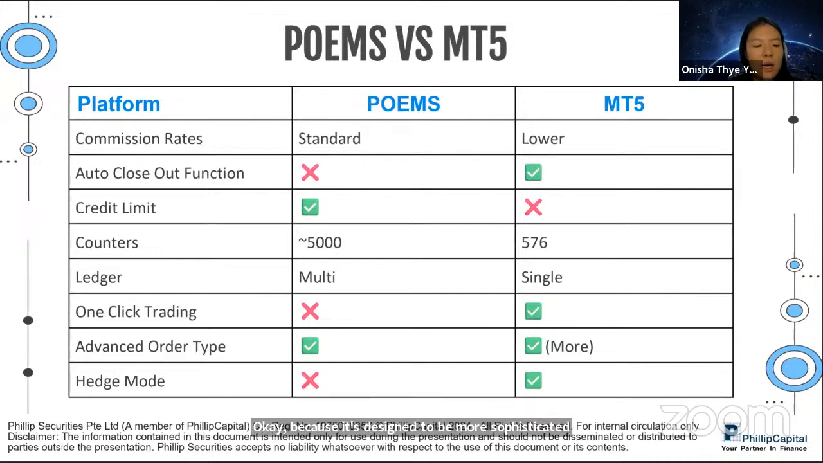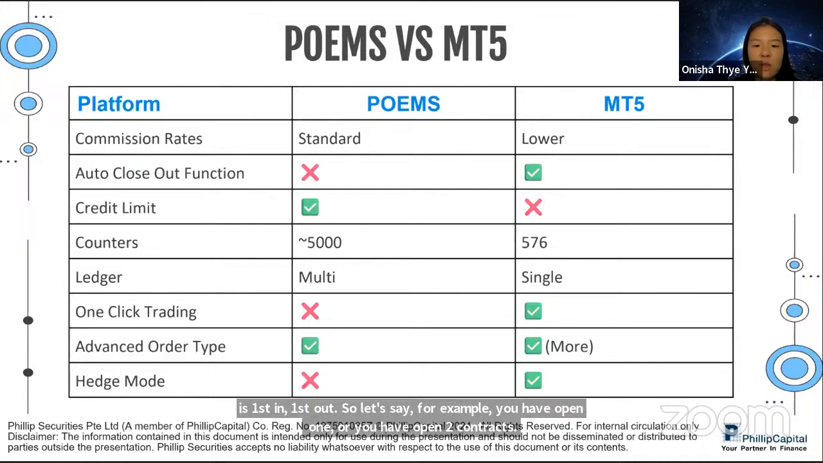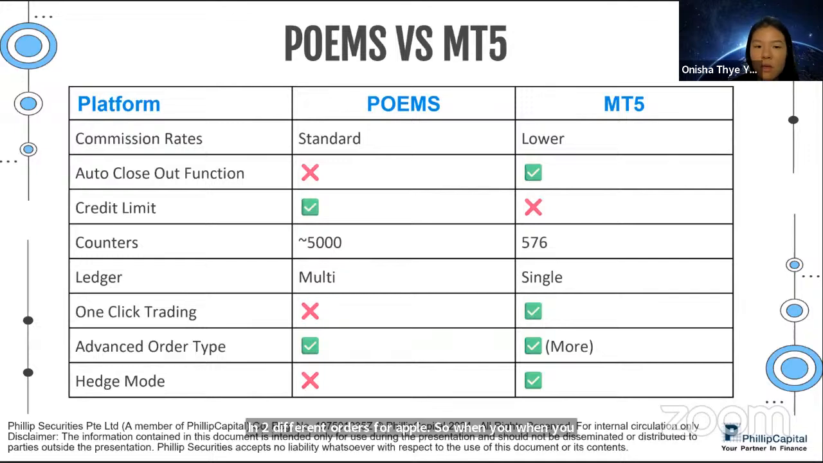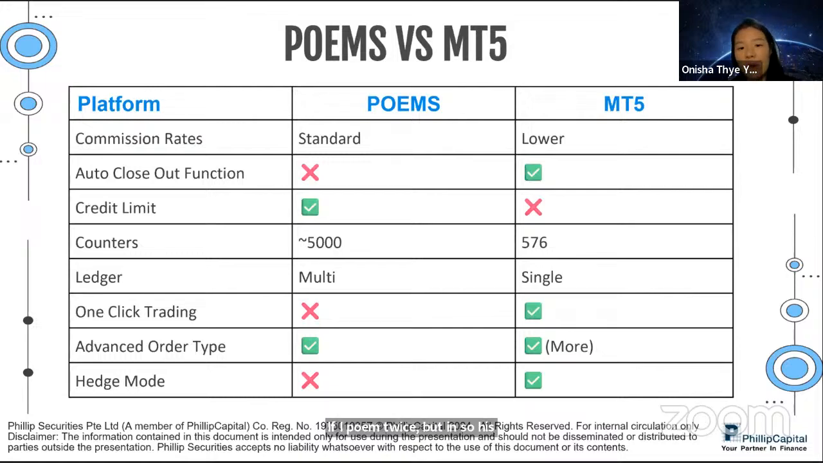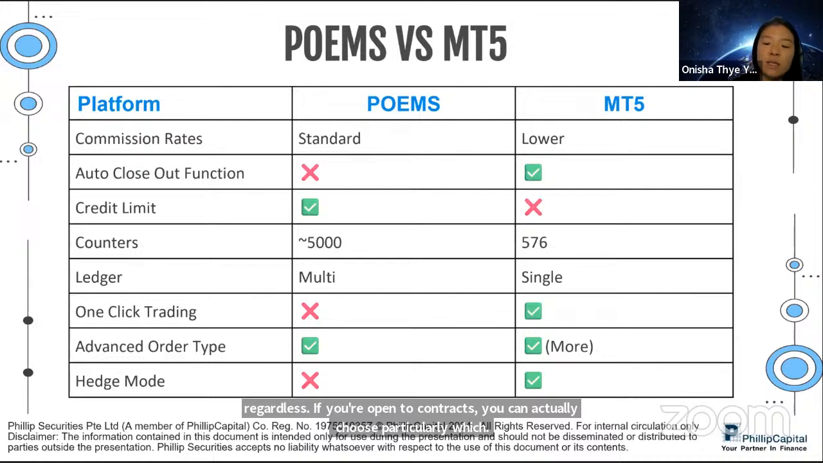Okay, next would be the hedge mode. In POEMS, we do not have hedge mode. POEMS is first in, first out. So let's say, for example, you have opened two contracts in two different orders for Apple. When you close one contract, it will close the first contract that you opened in POEMS. So it's first in, first out for POEMS. But for MT5, no. Regardless of whether you open 2 or 3 contracts, you can choose particularly which contract you want to close. So that's the main difference.